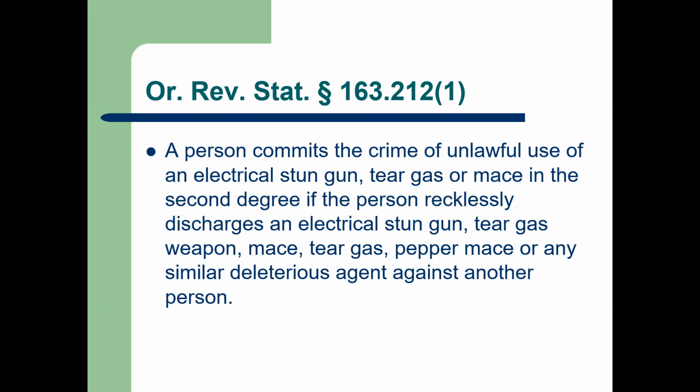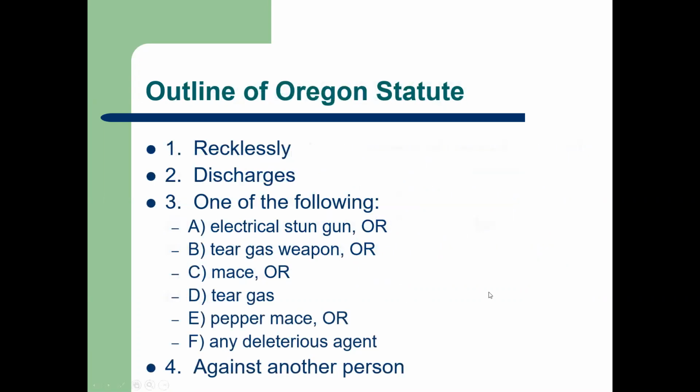Here's another example. This is from an Oregon statute. And it's interesting because it's written in the disjunctive. A person commits the crime of unlawful use of an electrical stun gun, tear gas, or mace in the second degree if the person recklessly discharges an electrical stun gun, tear gas, weapon, mace, tear gas, pepper mace, or any similar deleterious agent against another person. I would break down that statute like this. Do you see how this may make it easier to analyze? Easier to make sure that each and every component has been satisfied.